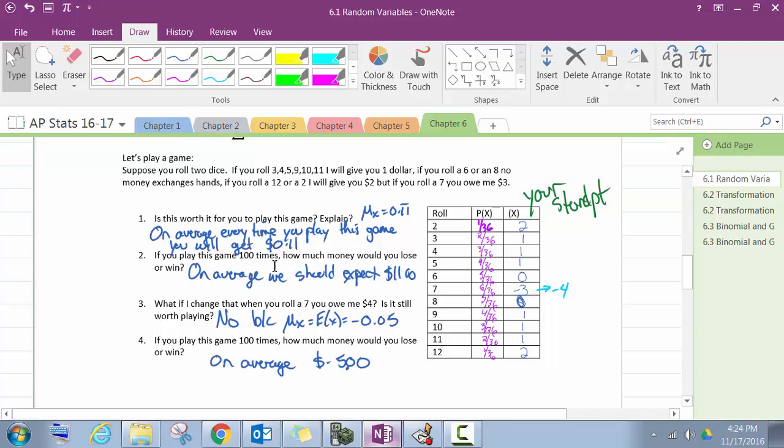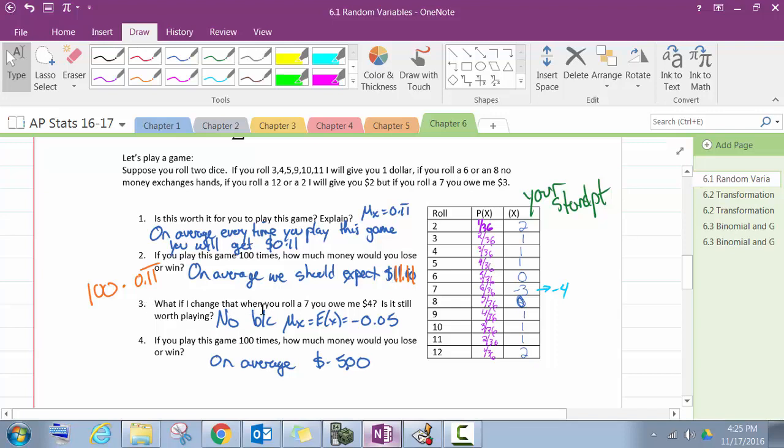So if you play this game 100 times, well, it's pretty simple. Figure out how much we owe or we make. It's 100 times 11 cents. So on average, we should expect to get 11, I guess, dollars and 11 cents because it was 0.11 repeated. So over 100 times, you should get about 11 bucks and 11 cents. Now, does that mean you're going to get that? No, not necessarily. It could be off.